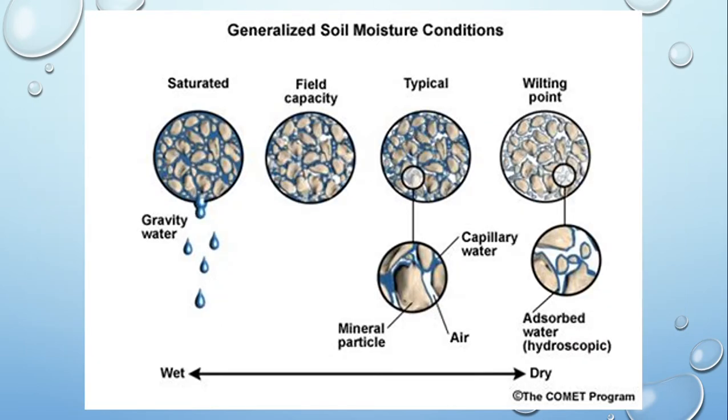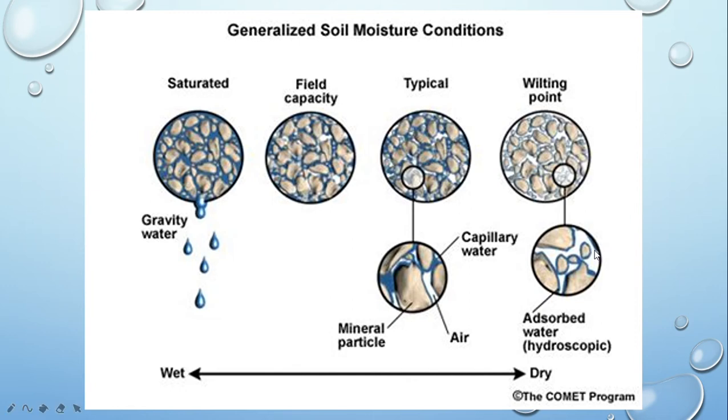So, we have here a figure. Yan yung saturated, wherein all the pore spaces are filled with water. And then this is the field capacity with portion of the pores na merong air and merong water. And then this is the typical condition. Right? So meron kang air, meron kang mineral particle, and also have the capillary water, which will be useful sa plants.